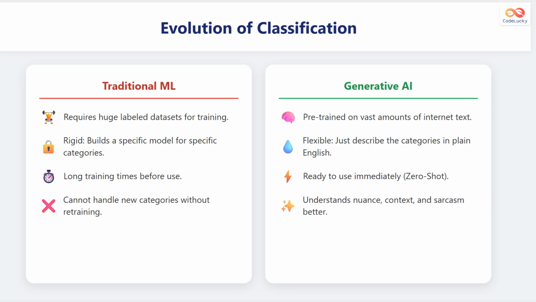Historically, machine learning required huge datasets of labeled examples to learn these categories. It was rigid and took a long time to train. Generative AI flips this on its head. It is pre-trained on the entire internet, so it is flexible and ready to use immediately. It understands context without needing thousands of specific examples.